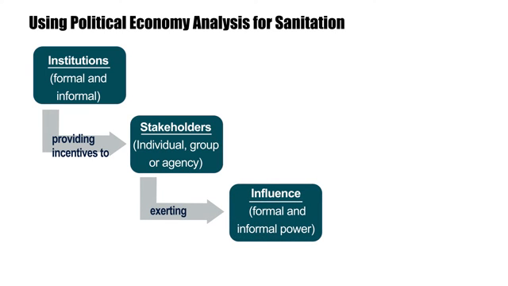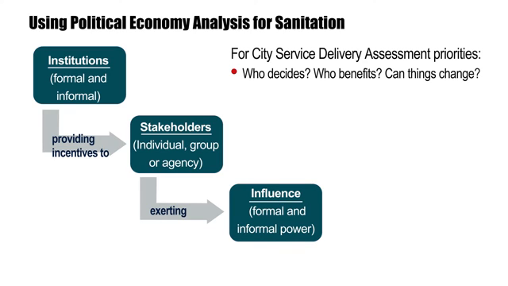In turn, these incentives exert influence throughout the sanitation service chain in both formal and informal ways. Formally, through government action and behaviour, and informally, through contacts, personal networks and vested interests. This political economy analysis structure enables us to answer questions related to the existing sanitation service chain in a city. Questions such as, who decides? Who benefits? Can things change?